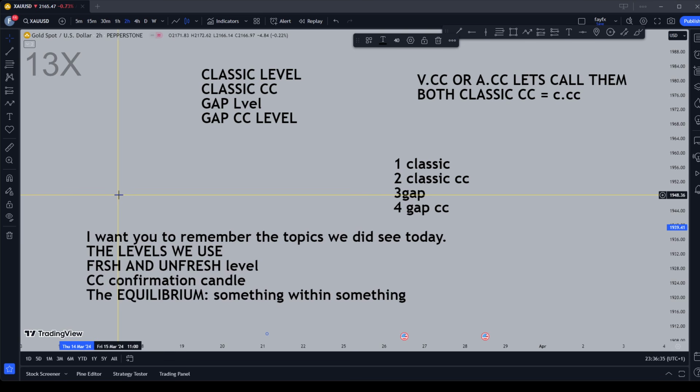I want you to remember the topics we saw today: the levels we used, classic levels and gap levels, fresh and unfresh levels. CC is a confirmation candle. The equilibrium, something within something.